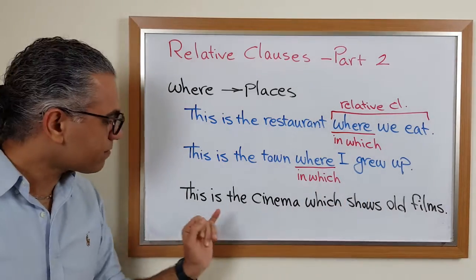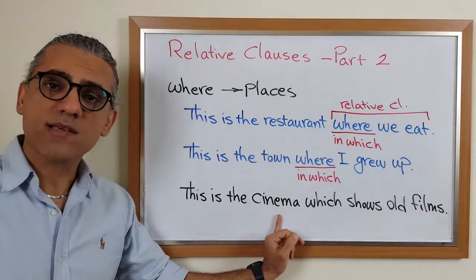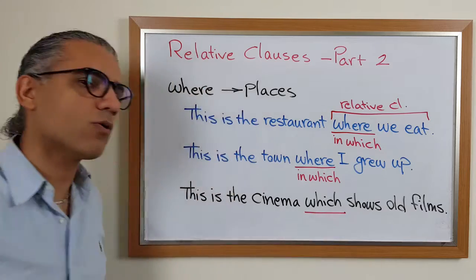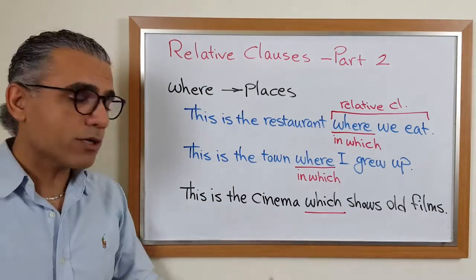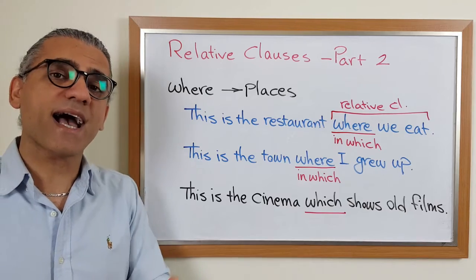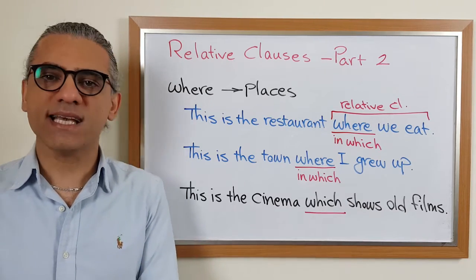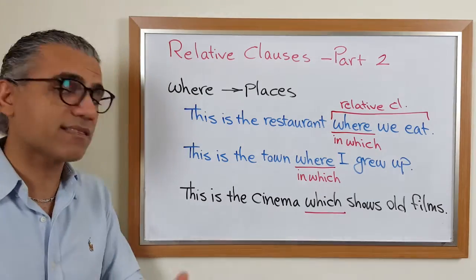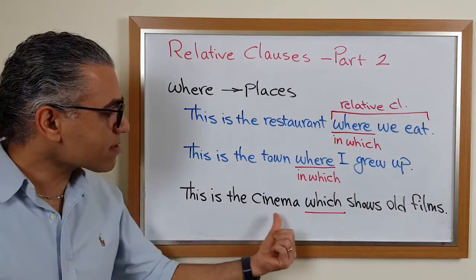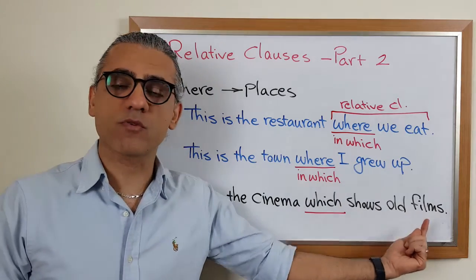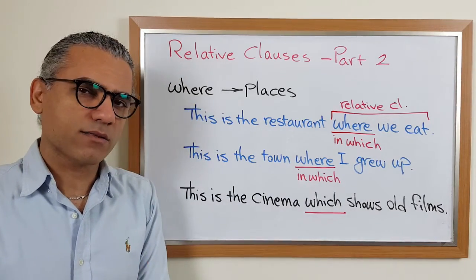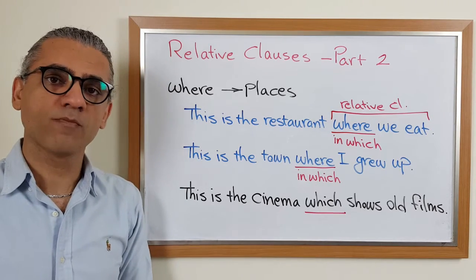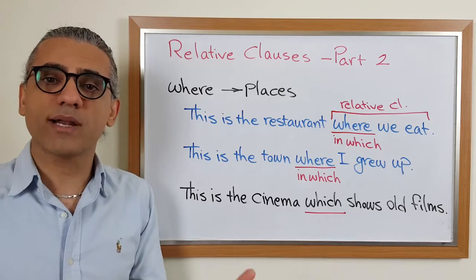Look at this example. This is the cinema. Cinema is a place. But why did we use which as our relative pronoun? Because we don't mean cinema as a place. We mean cinema as an entity, as something, as an object that does something. This is the cinema which shows old films. So how could we tell if here we are supposed to use which or where when we are talking about a place or a building?